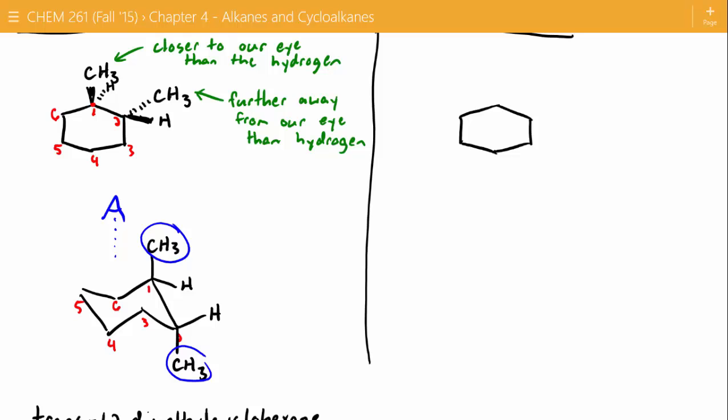All right, let's think about another molecule, also closely related. We're going to do CH3 sticking up, H sticking back, and I'm going to have another CH3 sticking up, and then H sticking back. And again, let's number this. We'll go 1, 2, 3, 4, 5, 6. Now if we look at the methyl groups for our new molecule, are they closer to our eyes than the hydrogens or further away? Closer.